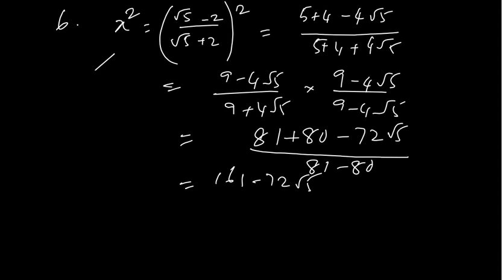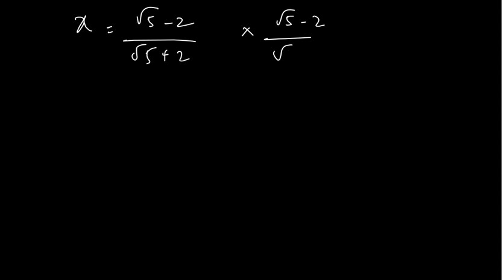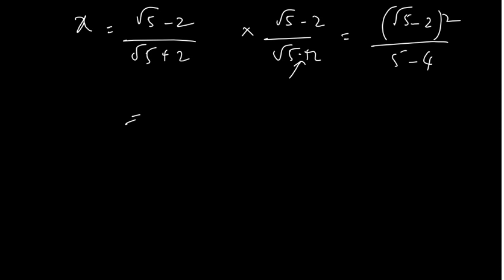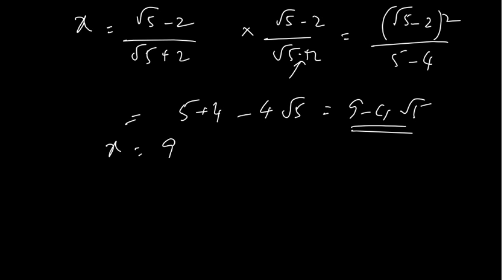So x is root 5 minus 2 divided by root 5 plus 2. Rationalize this first. That is nothing but root 5 minus 2 whole squared divided by 5 minus 4. Correct? Rationalizing. This is minus. This is minus. So you got 5 minus 4 is 1. So root 5 minus 2 whole square is 5 plus 4 minus 4 root 5. This is 9 minus 4 root 5. So this is the x. So x is 9 minus 4 root 5.